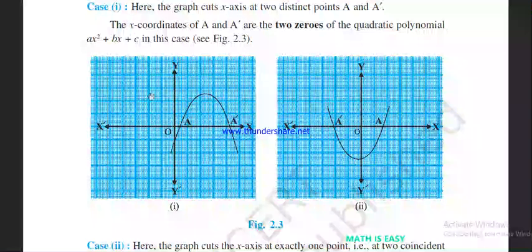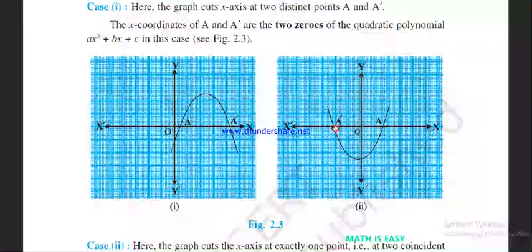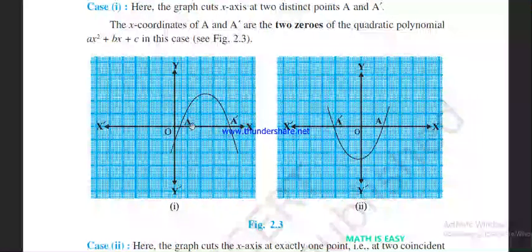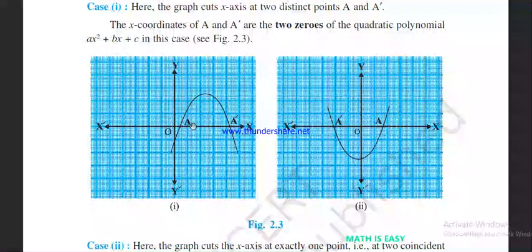See here, there are three cases I am going to discuss. Case 1: the graph of it is a downward parabola, and this is an upward parabola. It is touching the x-axis at 2 points. This one also at 2 points. Even this one also at 2 points. So case 1 is every quadratic equation will have two zeros, and both the zeros are different. The value of x here and the value of x here is different. So both the x values are different. That means a quadratic polynomial has two distinct solutions.